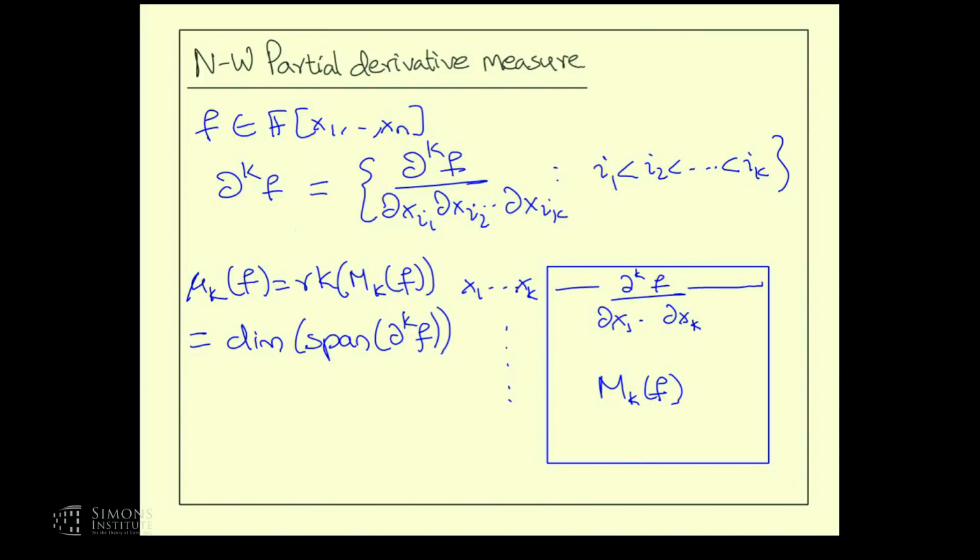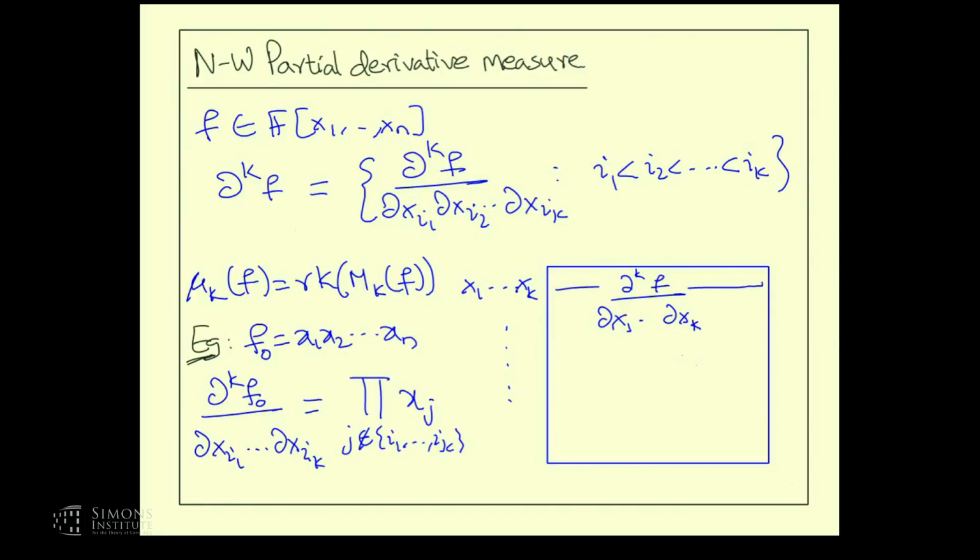Let's just do a small example. Let's say your polynomial was the very simple polynomial which is just the product of all the variables, x1 to xn. Now what's the partial derivative matrix? When I take the derivative with respect to some k variables, maybe xi1 through xik, what I'm going to do is essentially divide by those variables. So what I'm left with is the product of the remaining variables. When I take the derivative with respect to xi1 through xik, I get the product of all those xj where j does not lie in the set i1 through ik.